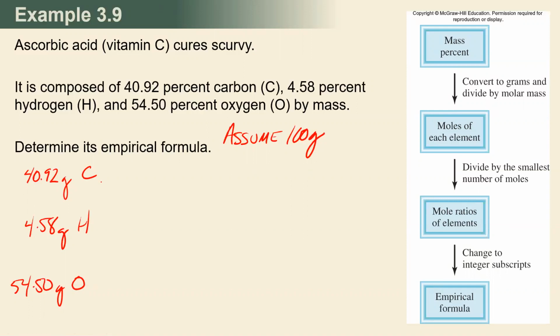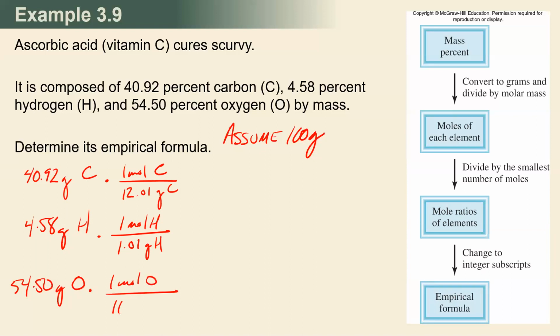So we take 40.92 and we're going to multiply that by our conversion factor. 1 mole of carbon, 12.01 grams of carbon. Same for hydrogen. 1 mole of hydrogen is 1.01 grams of hydrogen. And 1 mole of oxygen, 16 grams of oxygen.